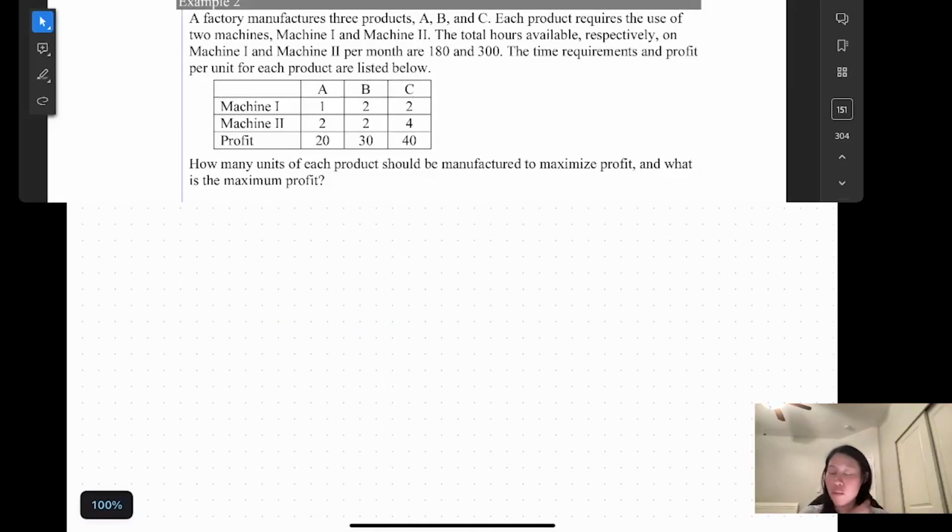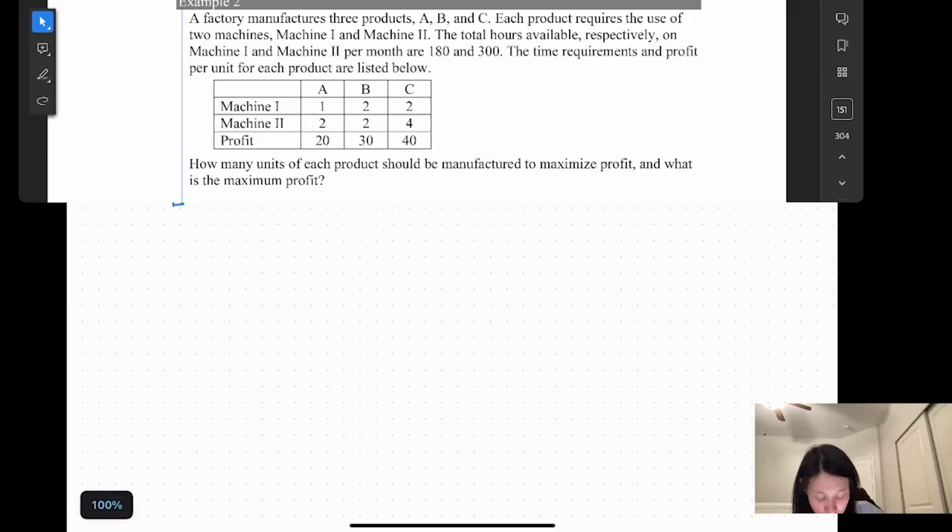Another example about maximizing profit is this one. A factory manufactures 3 products, A, B, and C. Each product requires the use of 2 machines, machine 1 and machine 2. The labor hours available respectively on machine 1 and machine 2 per month are 180 and 300. The time requirement and profit per unit of each product are listed below. How many units of each product should be manufactured to maximize the profit? And what is the maximum profit?